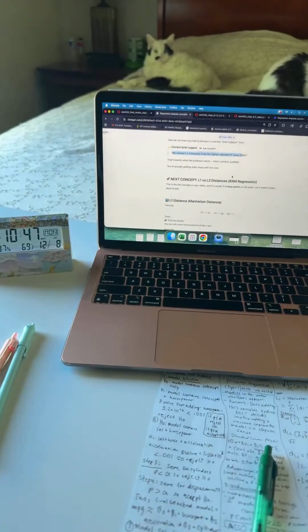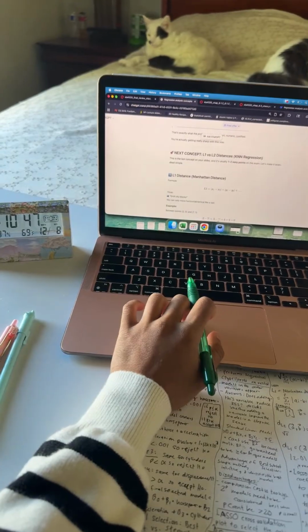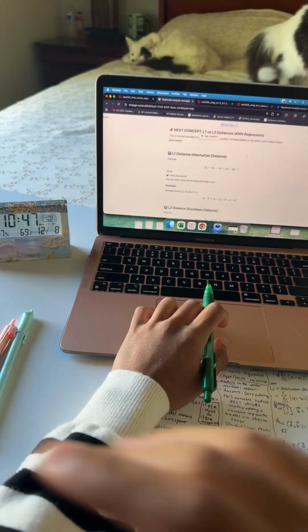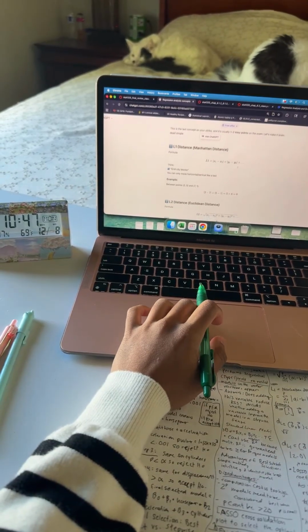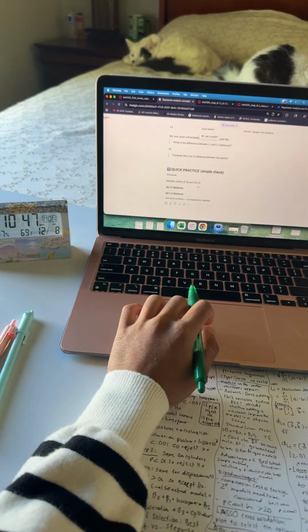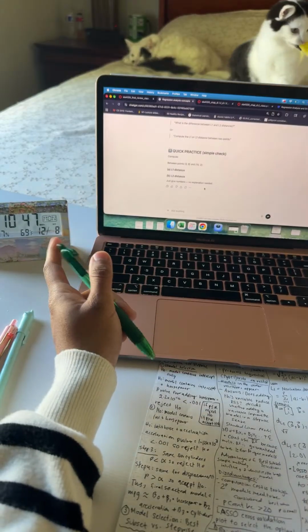Alright. Almost done. We just have to go over this last concept, KNN regression. So the L1 distance is this. Okay. Quick practice between points 3 and 8 and 10 and 2.